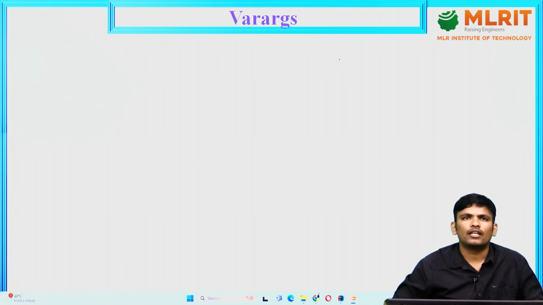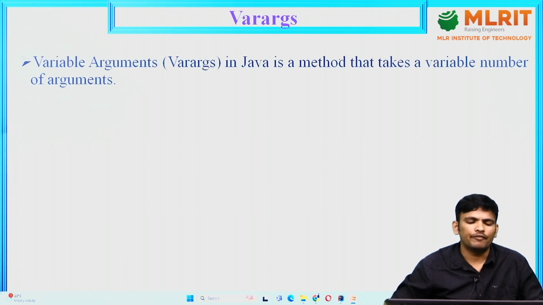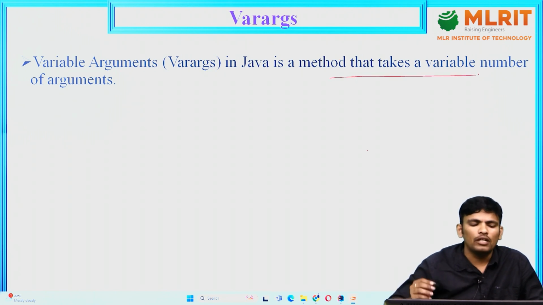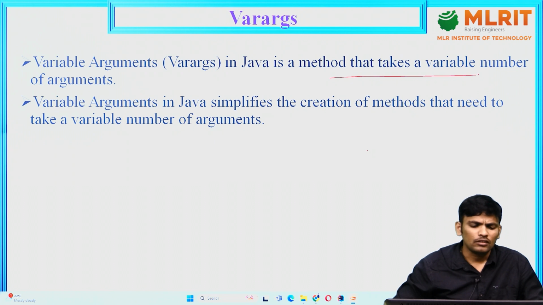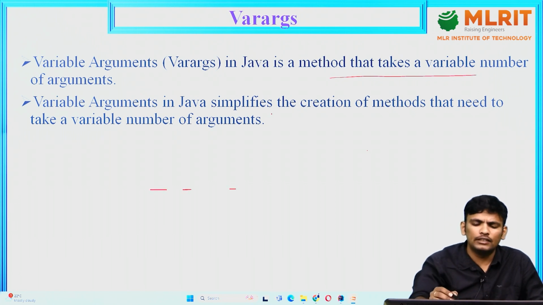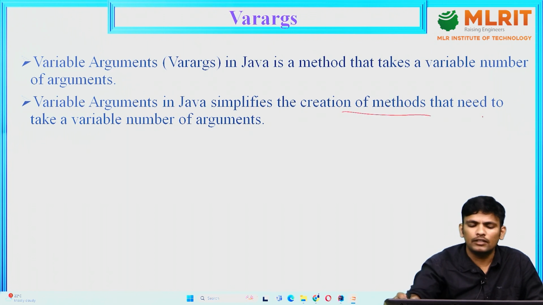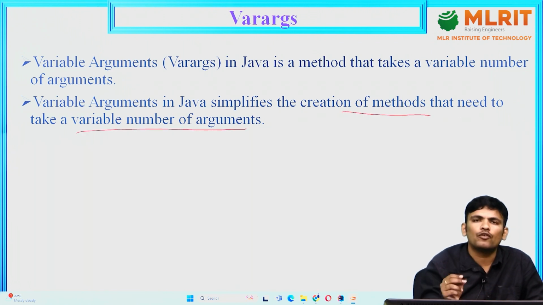Coming to var-args, variable arguments in Java: a method that takes a variable number of arguments, meaning a method can accept any number of arguments. If you are passing multiple arguments, the variable number of arguments is nothing but the var-args. So variable arguments in Java implies the creation of a method that needs to take a variable number of arguments.